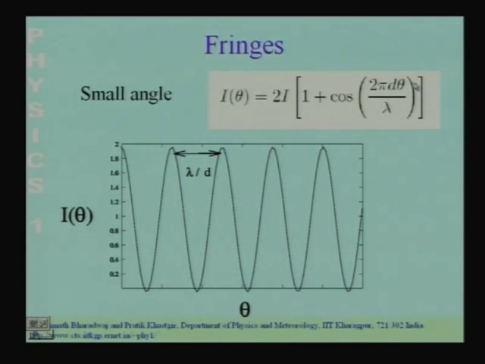So, what does it look like? The intensity pattern as a function of theta looks like this. You have these peaks in the intensity, and you have places where the intensity becomes 0. The peaks in the intensity are periodic. Let us ask the question, what is the period of the peak in the intensity?